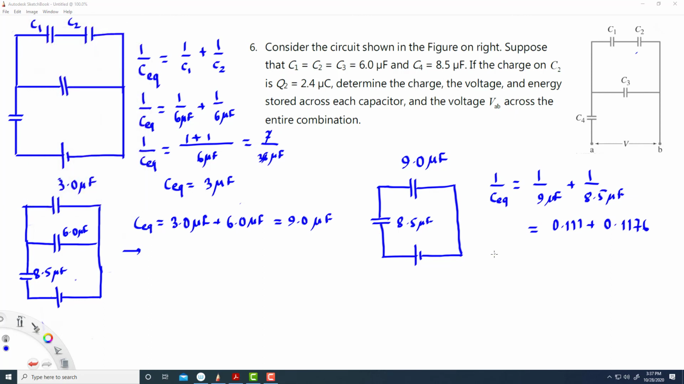So our C equivalent would be 4.37 microfarad. Okay, so now you can replace these two by a single capacitor, which is 4.37 microfarad. Okay, so in this lecture we saw how to get the equivalent capacitance. So the rest we'll do in the next lecture.